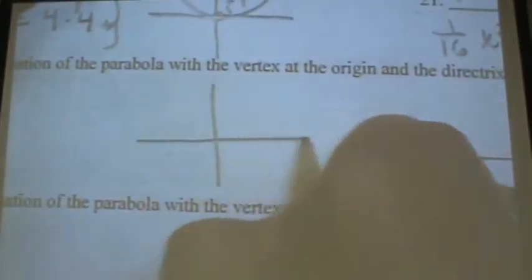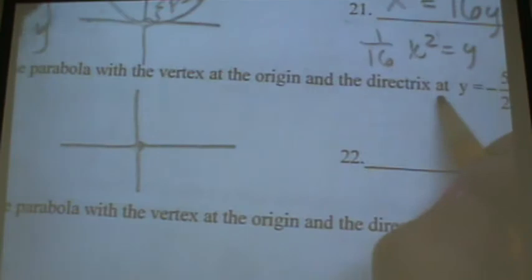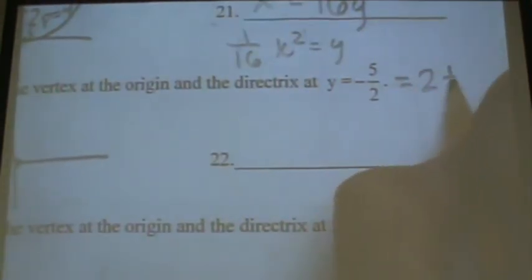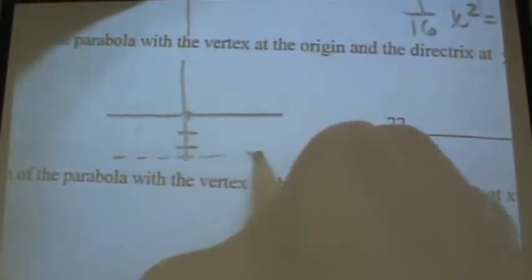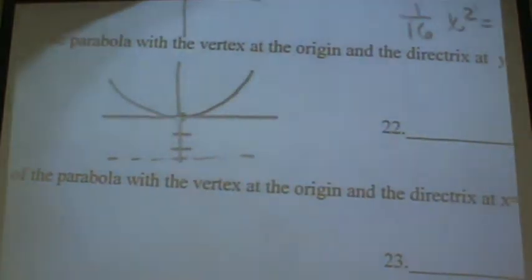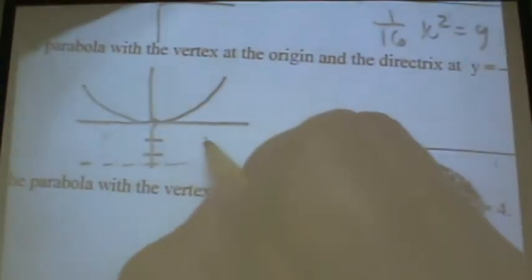For 22, what's the equation of the parabola with the vertex at the origin and the directrix is y equals -2.5? Where is y equals -2.5? Is it this line right here? Yeah. So it should go like this. And then the little p thing, what's p? 2.5.